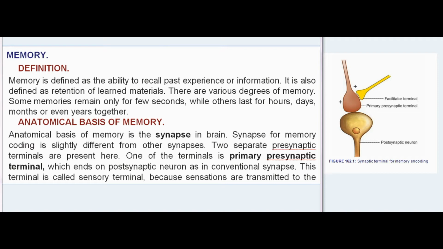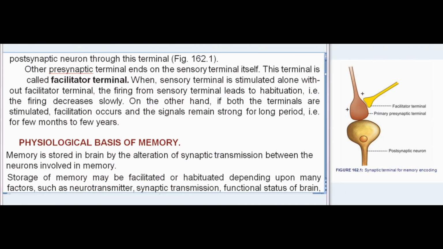One of the terminals is primary presynaptic terminal, which ends on postsynaptic neuron as in conventional synapse. This terminal is called sensory terminal, because sensations are transmitted to the postsynaptic neuron through this terminal, Figure 162.1. Other presynaptic terminal ends on the sensory terminal itself. This terminal is called facilitator terminal.